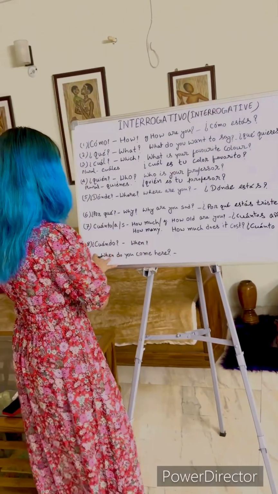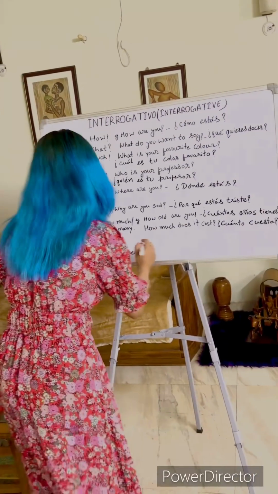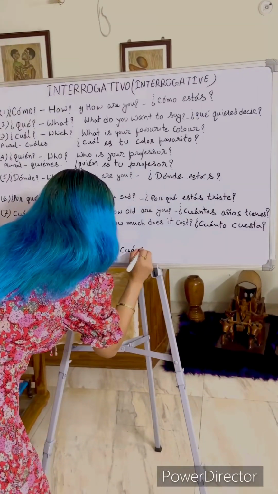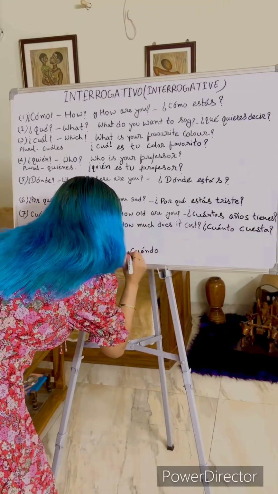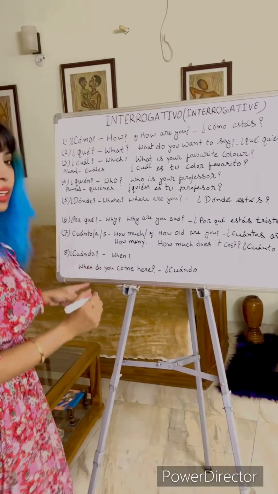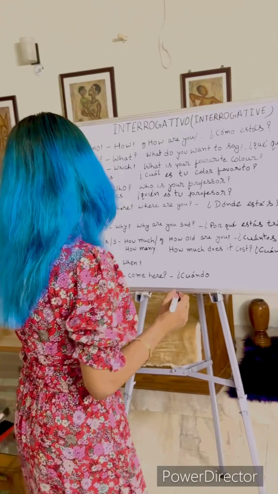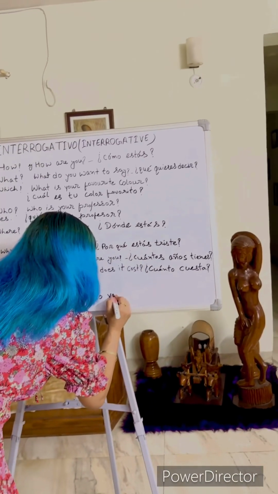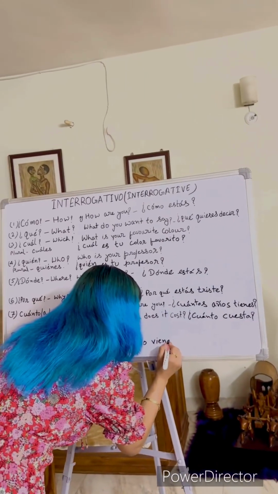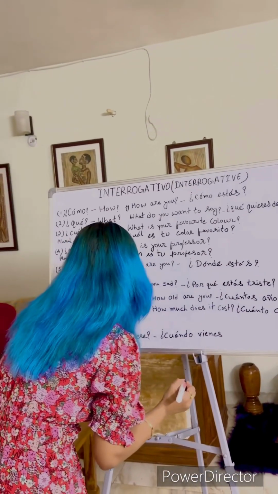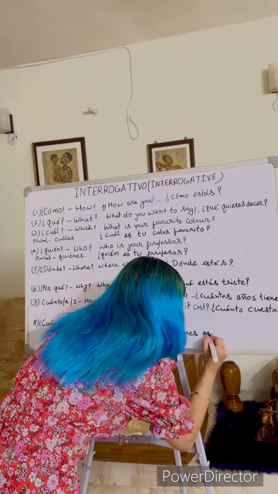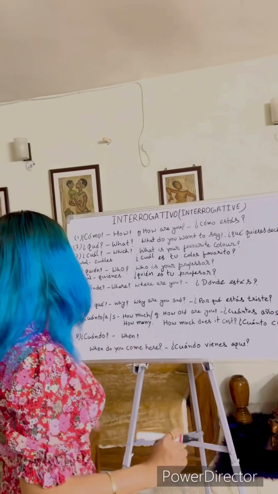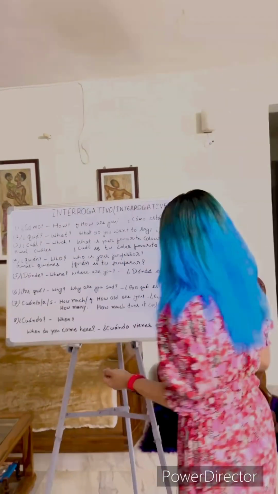Next is cuándo. Cuándo means when. And we have the example, when do you come here? When, cuándo. Come is venir, and the you form of come would be vienes, V-I-E-N-E-S. ¿Cuándo vienes aquí? When do you come here?